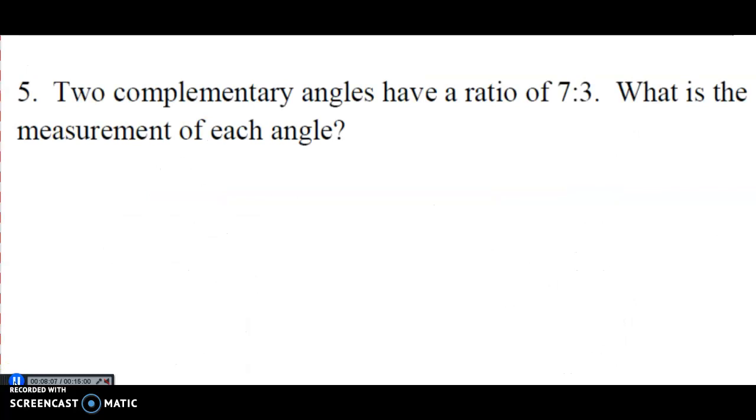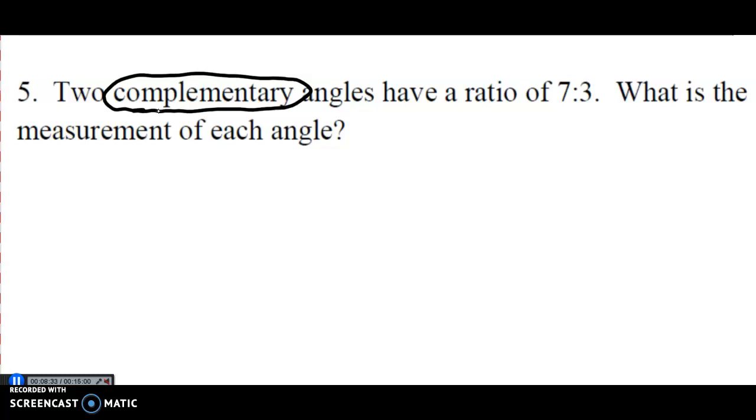Alright, number 5 is a word problem. It says that two complementary angles have a ratio of 7 to 3. What is the measurement of each angle? And in geometry, what we want to look for in a word problem is what is the vocabulary word in there that gives us an indication of what we are going to use. And in this problem, it's the fact that the angles are complementary. So we know that they are going to have to equal 90 degrees.